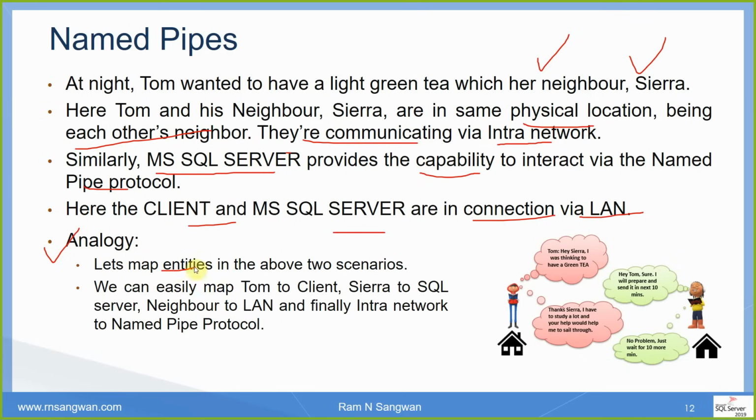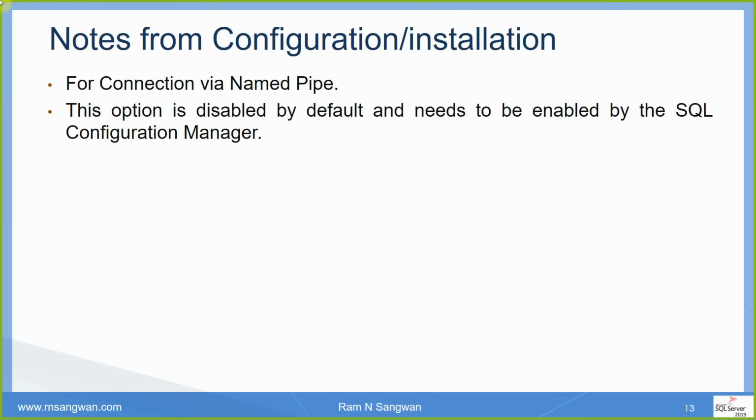So here, let's map this. We can easily map Tom to the client, Sierra to the SQL Server, neighbor to LAN, and finally intranetwork to the named pipe. In the same apartment, in the same building, you can simply use the lift or corridor to reach Sierra, that is local named pipe. For connection via named pipe, this option is by default disabled. We will learn during the installation or post-installation tasks how to verify what all connections are available and how to enable or disable a specific type of connection in the SQL Server Configuration Manager.